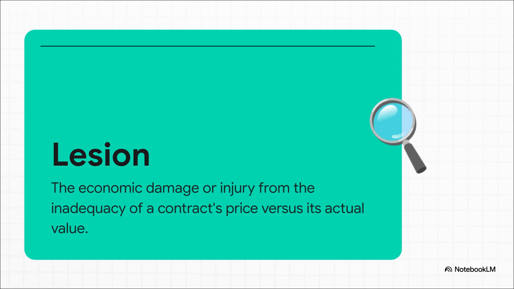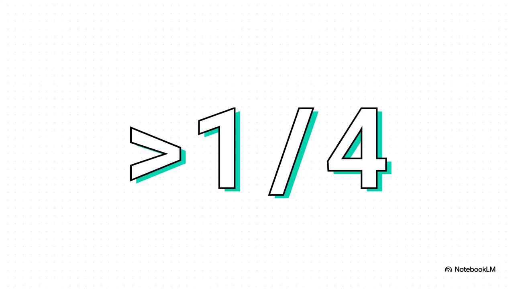Lesion is basically the financial injury you suffer when the price is just way, way off from the real value of the thing. This term, it's the entire reason rescissible contracts exist. Now, the law doesn't just say it has to be unfair. It gets super specific. We're talking numbers here. For some of these contracts to be rescinded, the lesion has to be more than 1/4 of the property's value. That fraction, 1/4, oh yeah, you're definitely going to see that again.